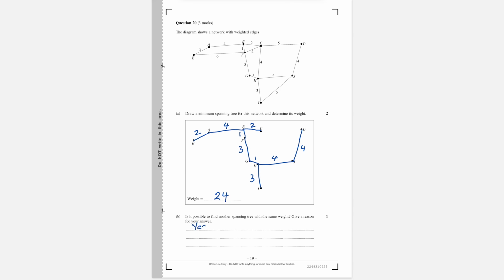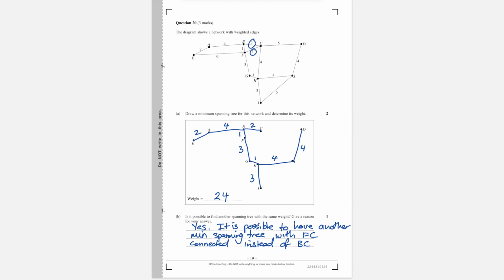So yes, it is possible to have another minimum spanning tree with FC connected instead of BC. As we said earlier, that was a choice we made.